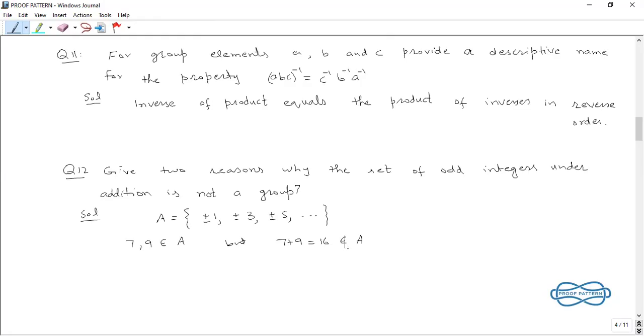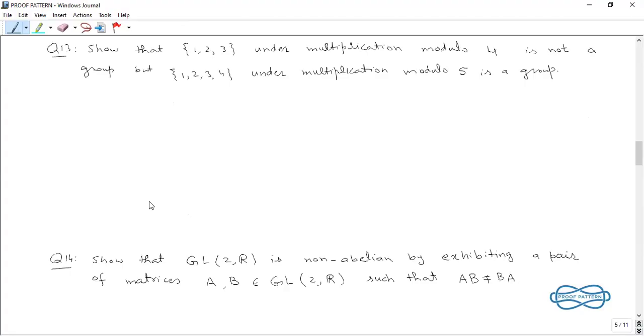The first reason is that the set A of all odd integers is not closed under addition. And the second reason is that 0, which is the additive identity, also does not belong to A. The additive identity is not in A.